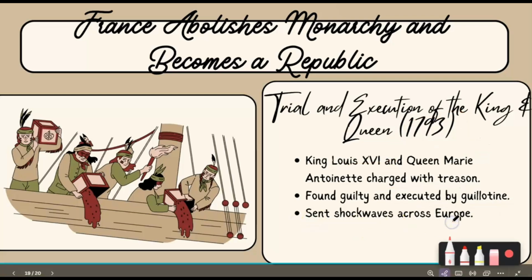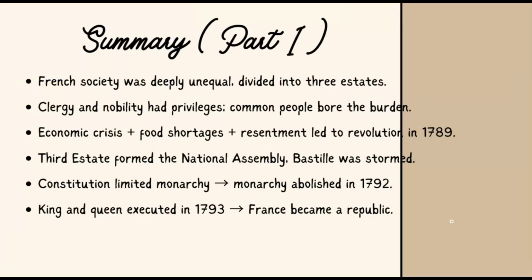Let's quickly summarize what we have learned in part 1. French society was divided into 3 unequal estates. The clergy and nobility enjoyed privileges, while the Third Estate bore the burden. Economic crisis, high taxes, and food shortages led to anger.